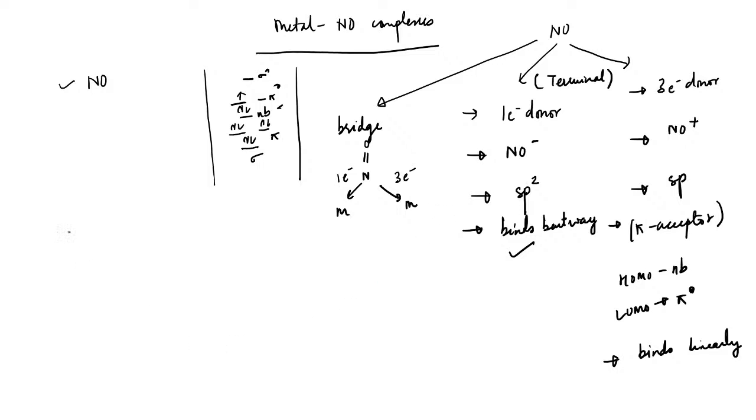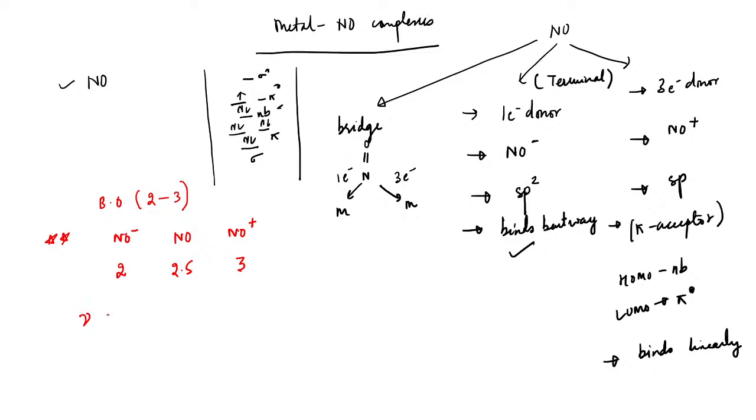Now let's discuss a few more points. The bond order for nitrosyl is between 2 and 3. We have three types of nitrosyl: NO positive, NO, and NO minus. When it's NO positive, the bond order is 3. When it's NO, it's 2.5. When it's NO minus, it's 2. So this is the correct order.